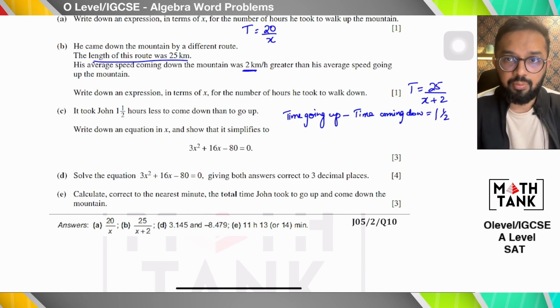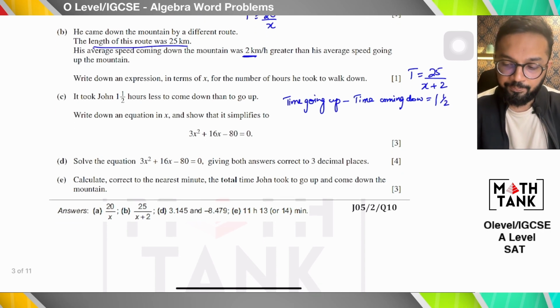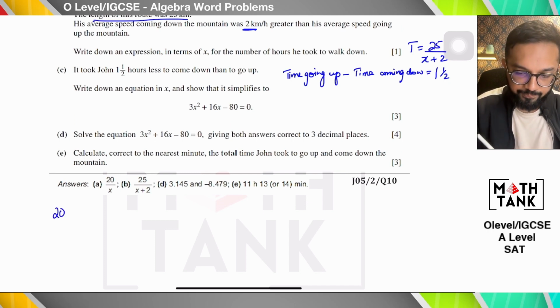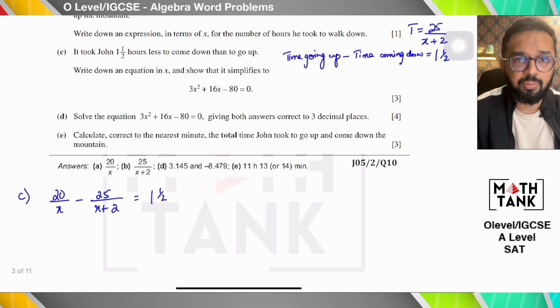I know that the time that he took to go up was definitely larger, so I've kept it first, and then I've subtracted the other one and said that time going up minus time going down is 1 whole 1 over 2. Then if I were to write the equations that I have, I would write down 20 over x. That was the first answer. So 20 over x minus 25 over x plus 2 is equal to 1 whole 1 over 2. I can write that as 1.5 if I want. I'm going to write that as 3 over 2 in the next step.